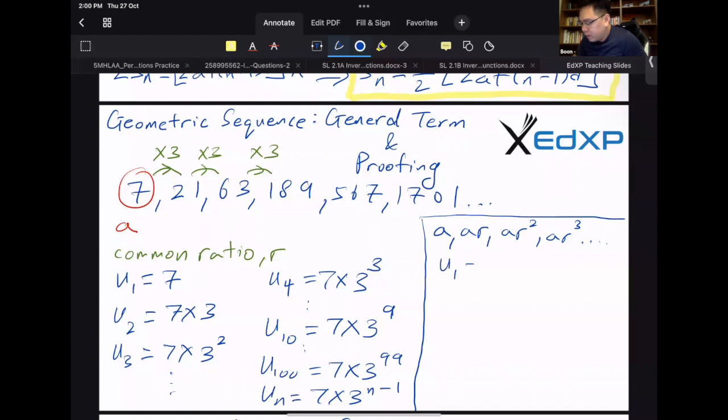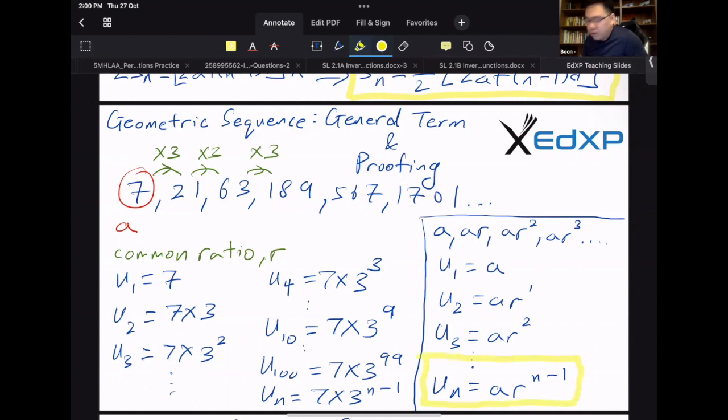So u1 is a, u2 is ar to the power 1, just to show. u3 is ar squared. The power always differs by 1, which means that the general term is un equals ar to the n minus 1. And there we have derived together the formula for a geometric general term.